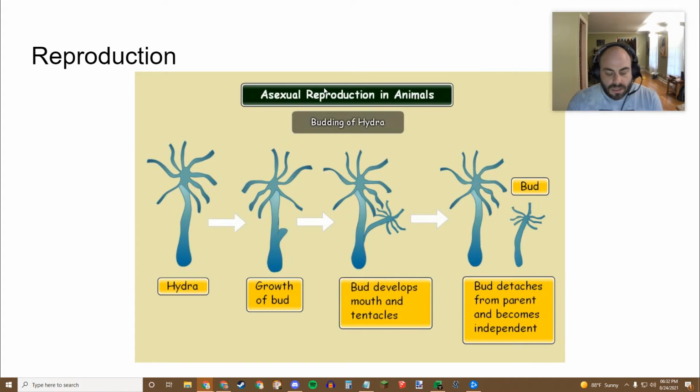Asexual reproduction is when an organism clones itself. Here's a picture of budding, where this hydra builds another version of itself, which is genetically identical to the parent, and creates an independent bud there on its own. So this is an example of asexual reproduction.